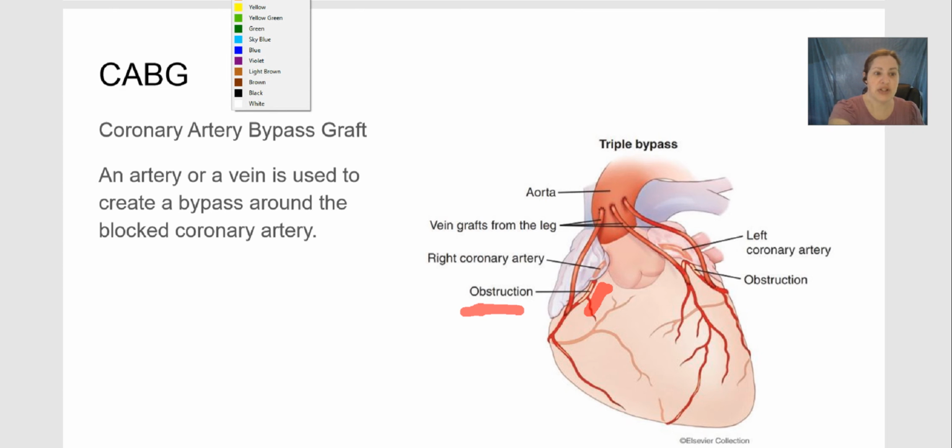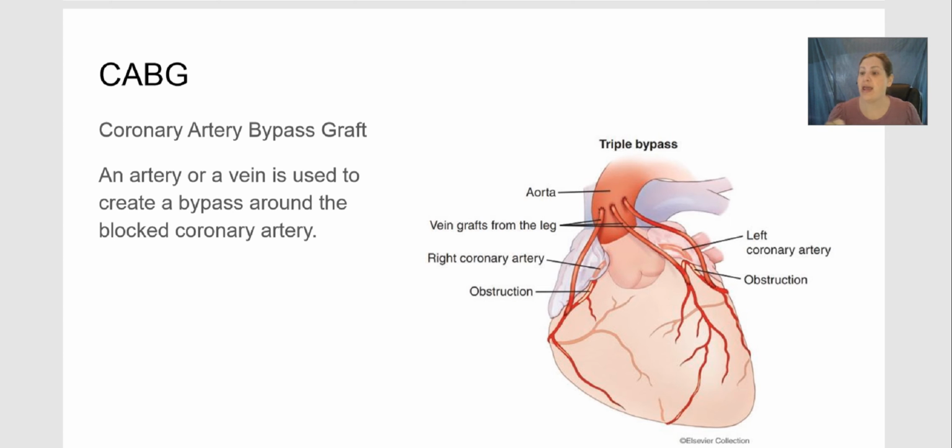I'm going to change colors here. So we create this bypass around the bad part. And we've got another one here and another one here because they gave us lots of obstructions in this heart picture. And we create these bypasses. So this would be a triple bypass that this patient just received in their surgery.